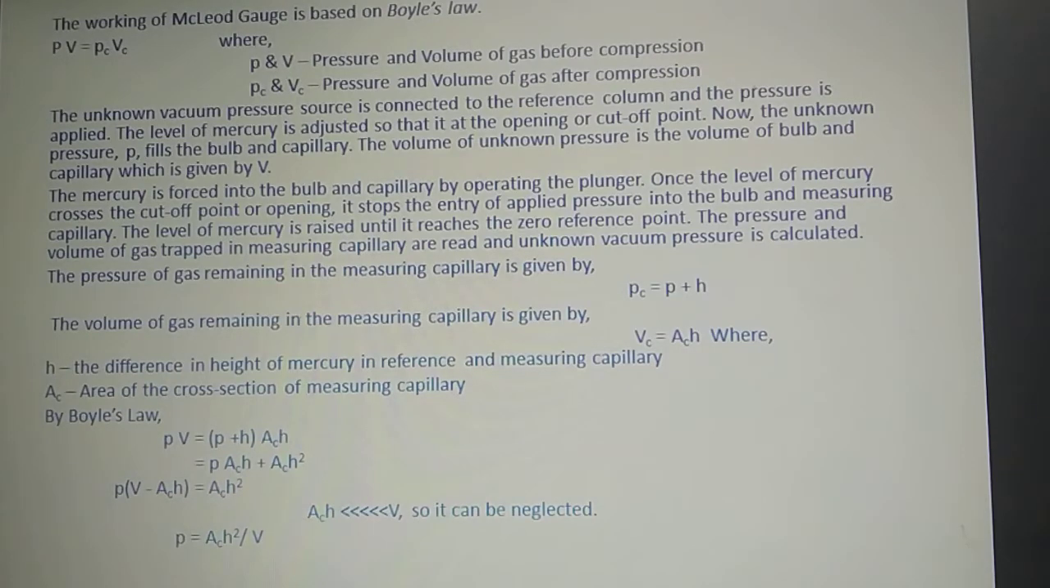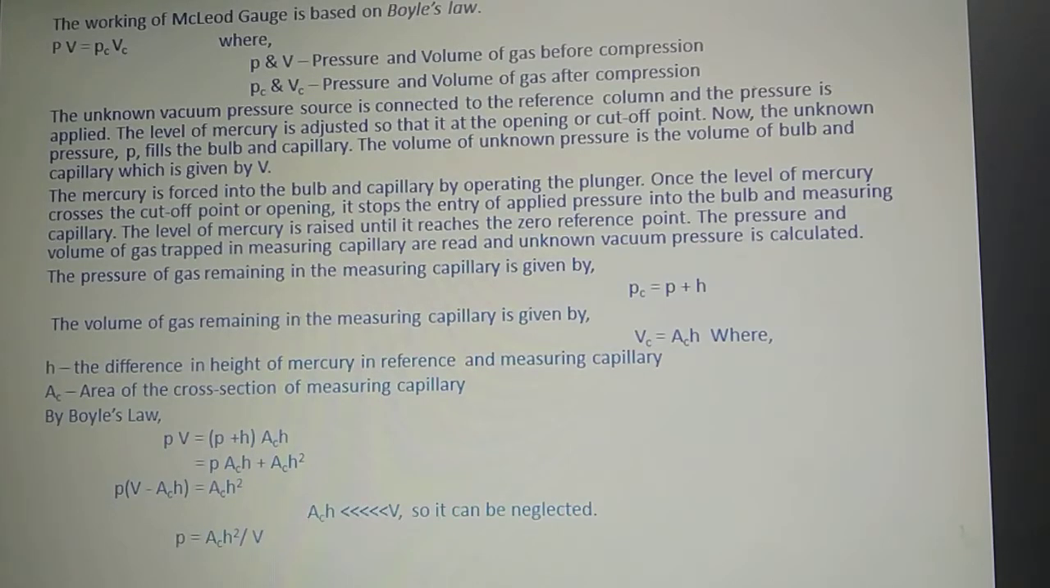Let us indicate this relation with PV is equal to PC VC, where P and V are the pressure and volume of the gas before compression of the liquid, that is the mercury reservoir, right? And PC and VC are the pressure and volume of the gas after compression. Or you can indicate these pressures and volumes with P1 V1 and P2 V2, where P1, V1 are the pressure and volume of the gas before compression, and P2, V2 are the pressure and volume of the gas after compression. You can indicate it in this way. Those are dummy variables, no problem.